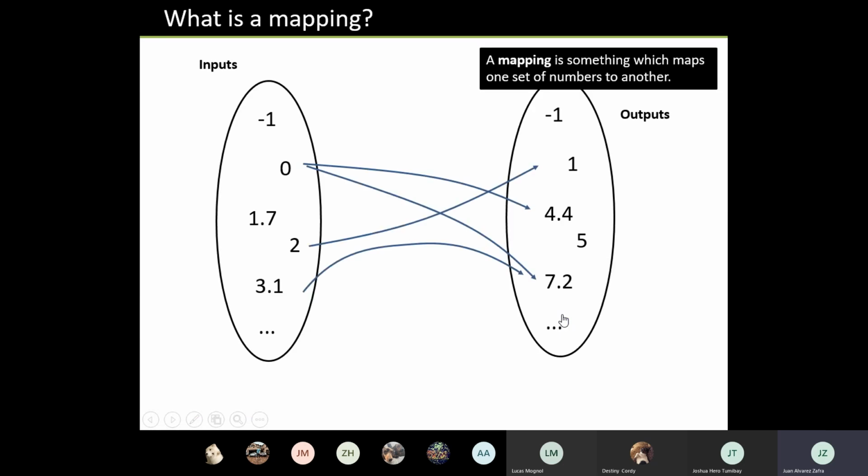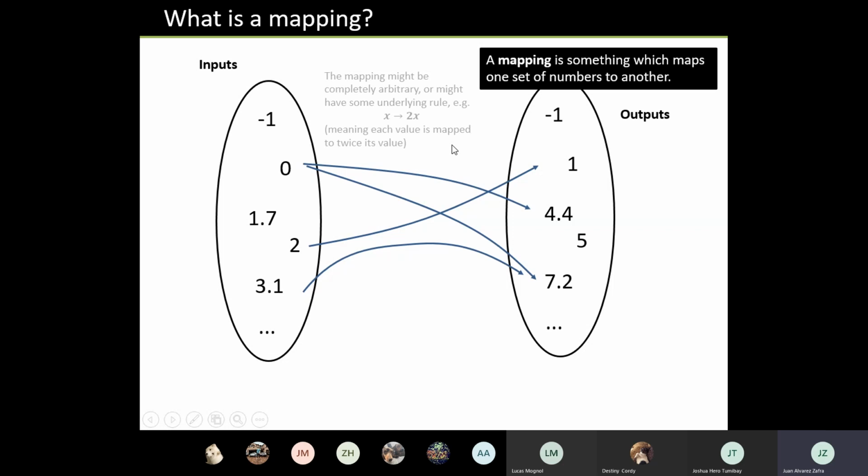So what's a mapping? A mapping is something which maps input values to output values. And so you can see drawn in an ellipse here, you've got your input set, which is called the domain, and your output set, which is called the range. And a mapping, all it does is it takes values from the input set to the output set.